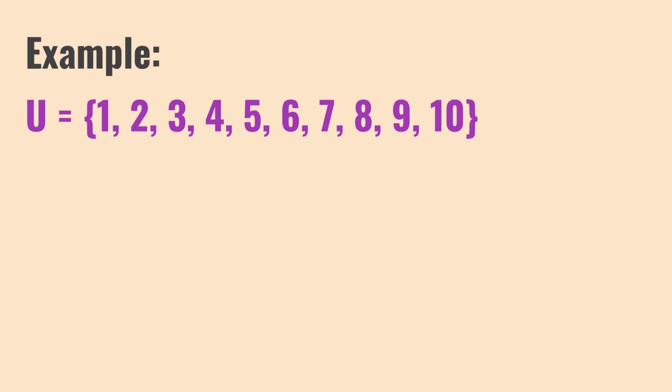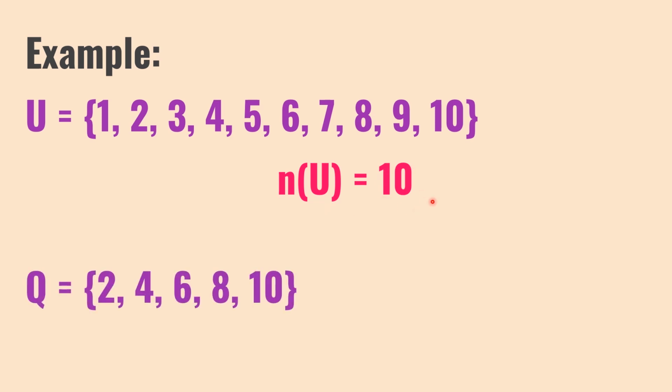Example, the universal set, or U, is equal to 1, 2, 3, 4, 5, 6, 7, 8, 9, and 10. And it has the cardinality of 10. It is written as, and will be read as the cardinality of universal set is 10.